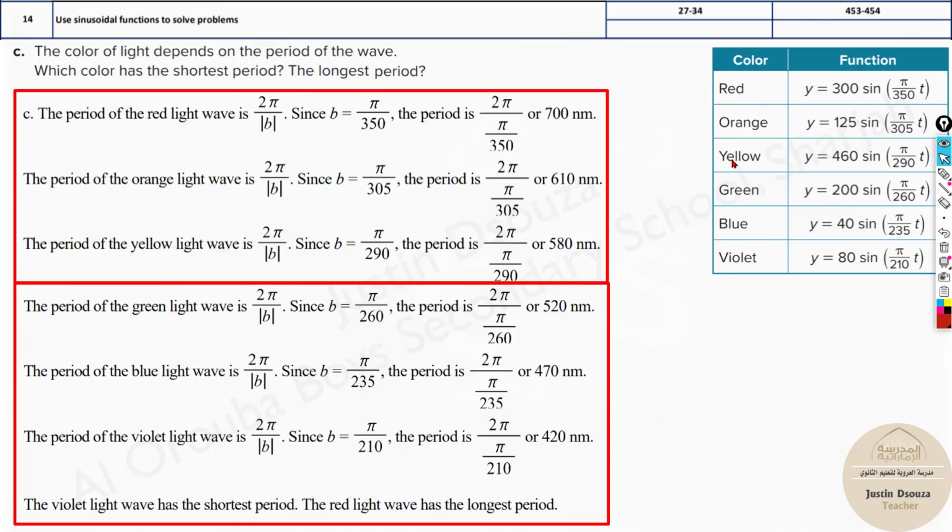And what about the period? You have to just solve for all the periods. We have the answers, and then check which is the highest period. The highest is 700. Red is having the longest period. The shortest is by violet color. So you can see violet is having the shortest, red is having the longest period.